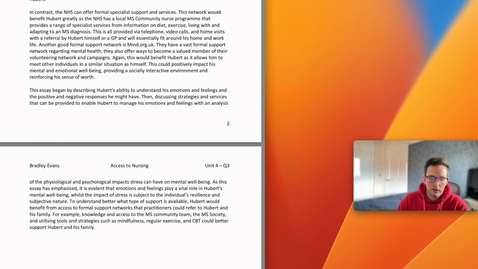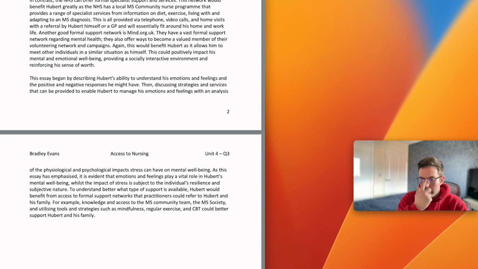To understand better what types of support are available, Hubert would benefit from access to formal support networks that practitioners could refer to Hubert and his family. For example, knowledge and access to the MS community team, the MS Society, and utilising tools and strategies such as mindfulness, regular exercise, and CBT could better support Hubert and his family.